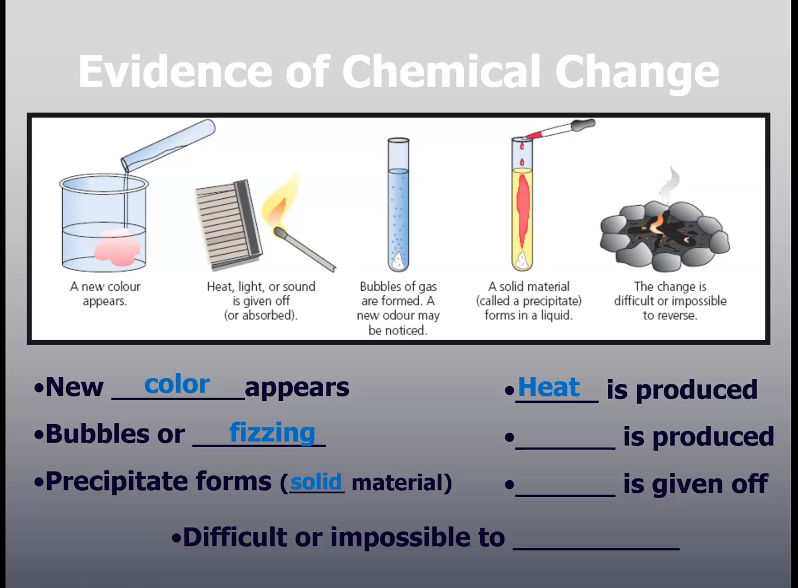Is heat produced? Does it create heat? That is a chemical change. Light. Is there light produced? In order for light to happen, when you combine elements or combine objects, there is some kind of a chemical change that's going on.